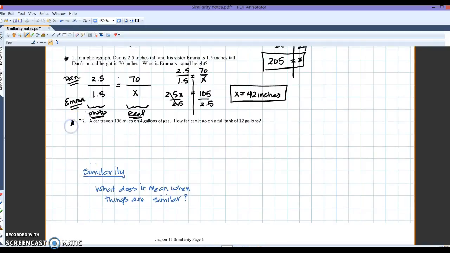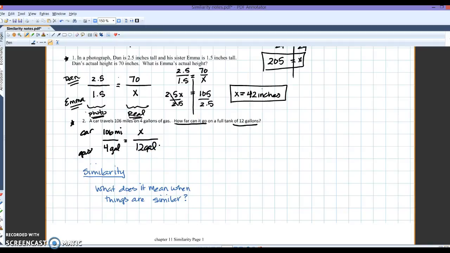Let's look at the second one. A car travels 106 miles on 4 gallons of gas. How far can it go on a full tank of 12 gallons? So again, we need to make some choices here. I'm going to choose car on top, gas on the bottom. And so I've got 106 miles on 4 gallons. And so how far can it go is the question. That means I don't know how many miles it's going, but I do know that I've got 12 gallons.